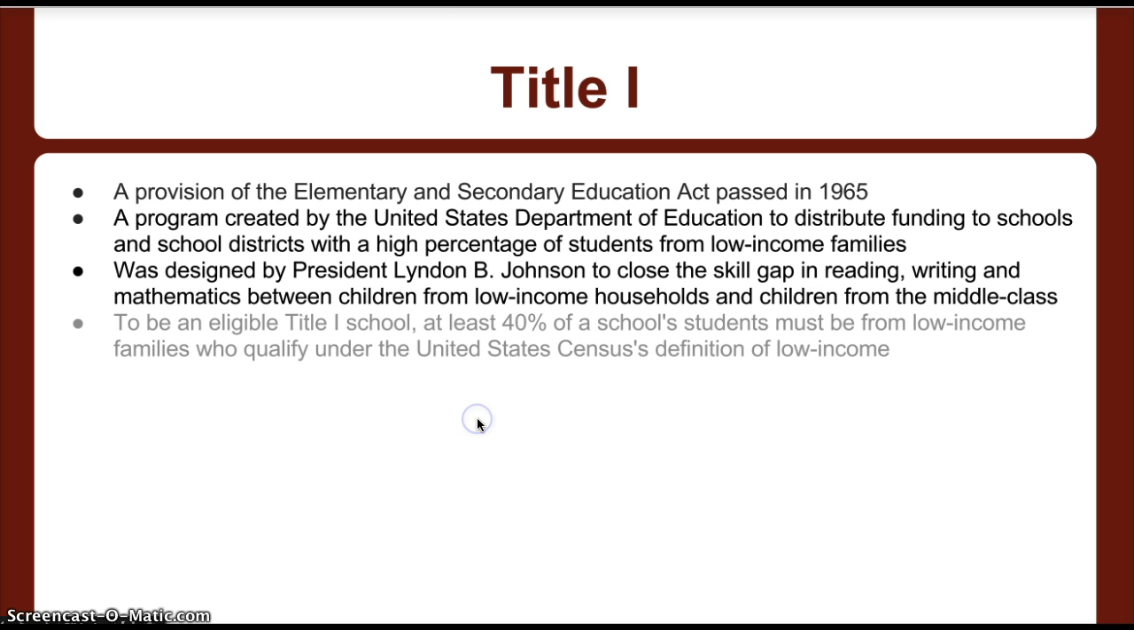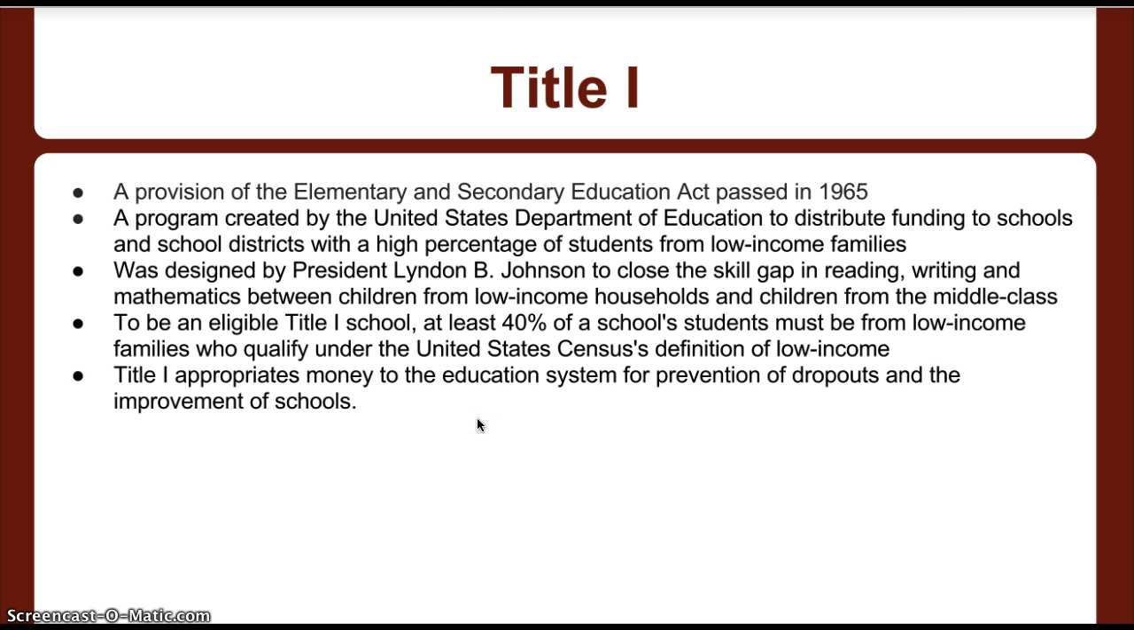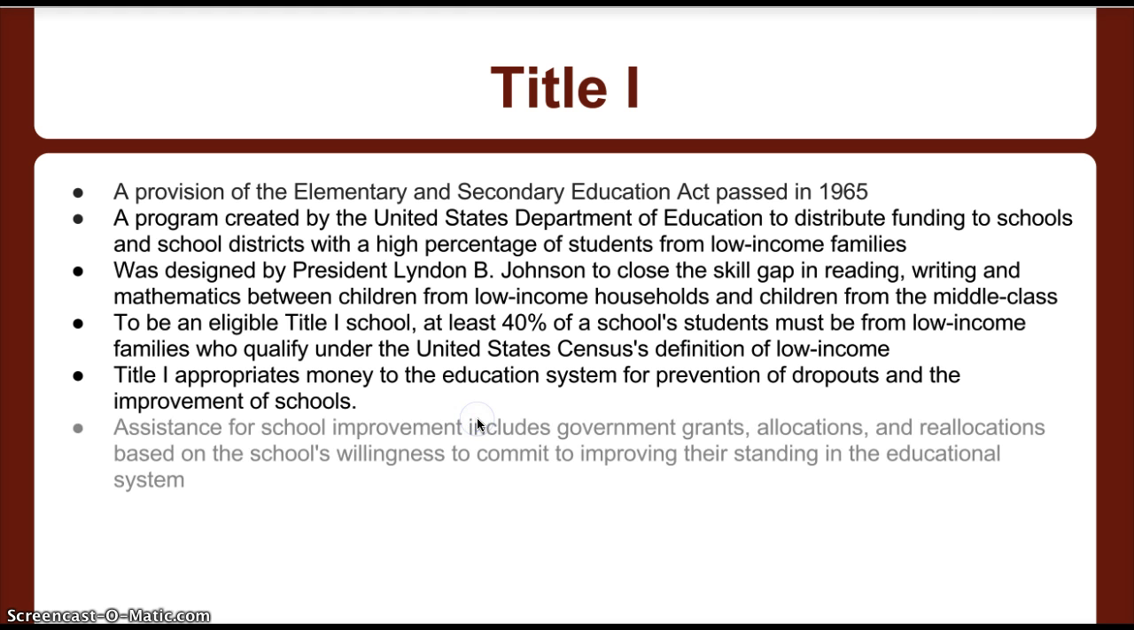To be an eligible Title I school, at least 40% of the school's students must be from low-income families who qualify under the United States Census definition of low income. Title I appropriates money to an education system for prevention of dropouts and the improvement of schools. Assistance for school improvement includes government grants, allocations, and reallocations based on the school's willingness to commit to improving their standing in the educational system.